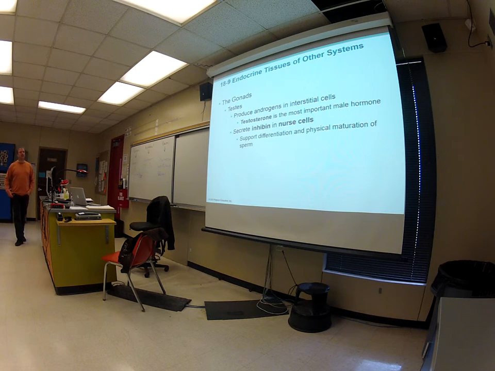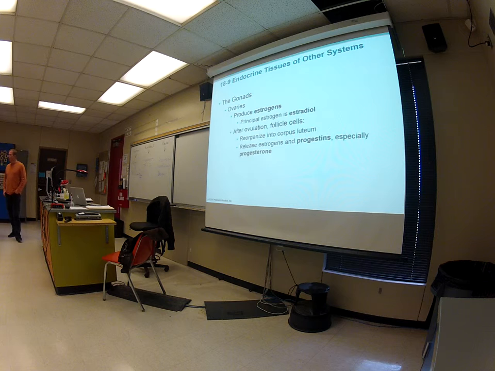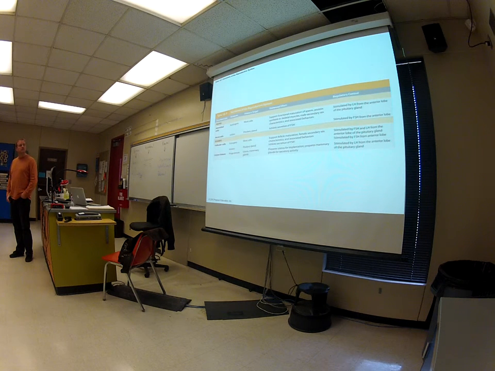Gonads produce androgens, testosterone, and secrete inhibins in nurse cells, supporting differentiation and physical maturation of sperm. What does maturation mean? Mature. Literally, that's all it means, the process or condition of maturing. Nothing crazy going on. Gonads, ovaries, produce estrogen, ovulation, follicle cells. And there you go. Cheat sheet.